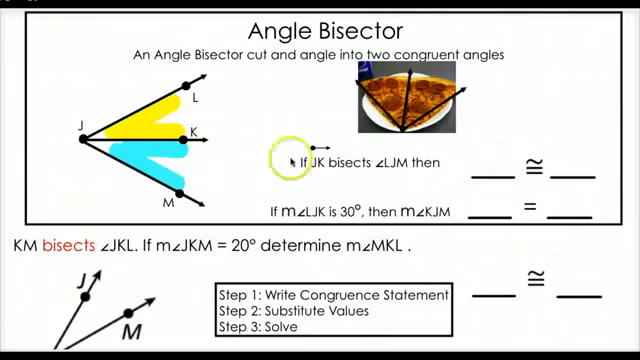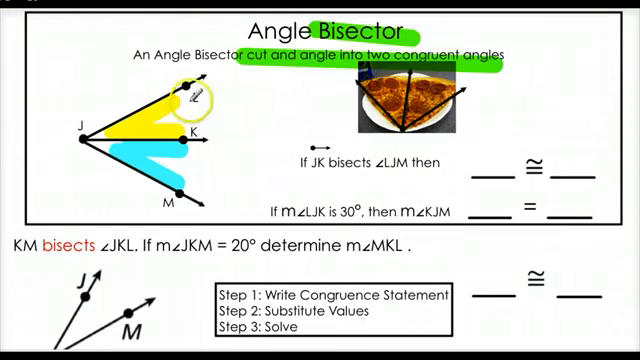Let's move on. Angle bisectors. Remember, what does the word bisect mean? It means to cut in half, right? A bisector cuts an angle into 2 congruent angles. It cuts it right in half. So let's see. If ray JK, this line right here, bisects LJM, then I know that it cut this in half, or 2 congruent angles.